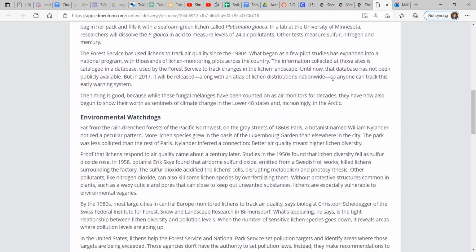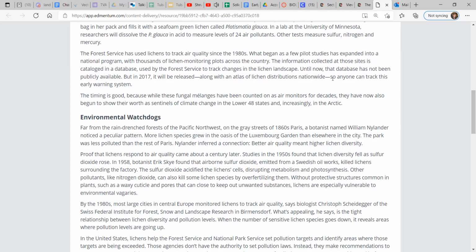The Forest Service has used lichens to track air quality since the 80s. What began as a few pilot studies has expanded into a national program with thousands of lichen monitoring plots across the country. The information collected at those sites is cataloged in a database used by the Forest Service to track changes in the lichen landscape. Until now, that database has not been publicly available. But in 2017, it will be released along with an atlas of lichen distribution nationwide, so anyone can track this early warning system.